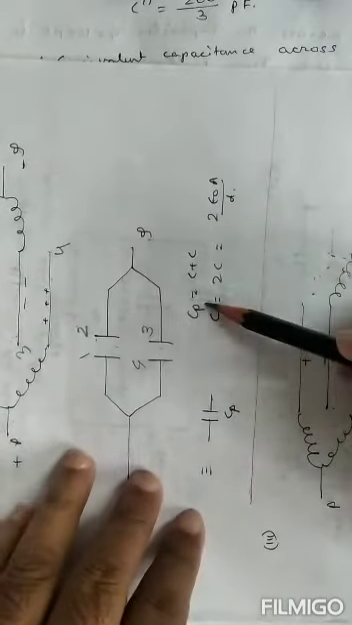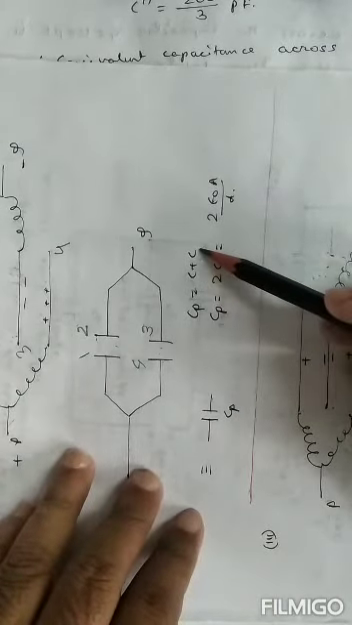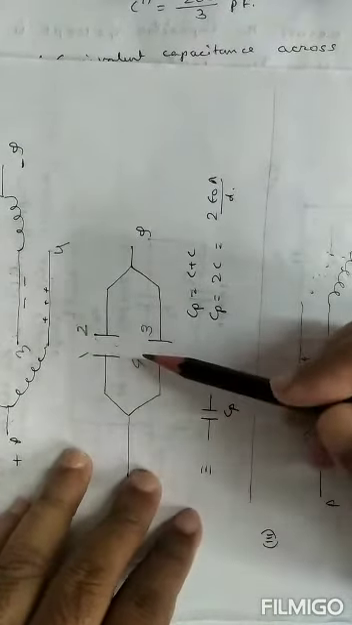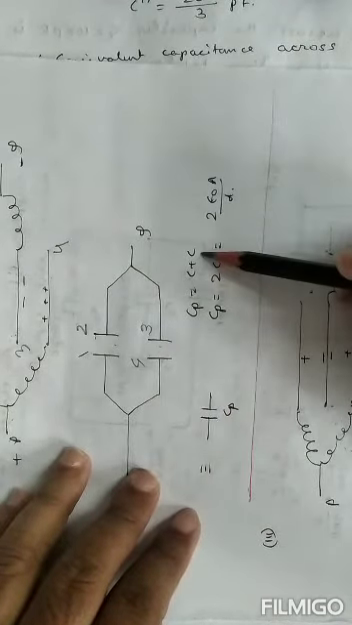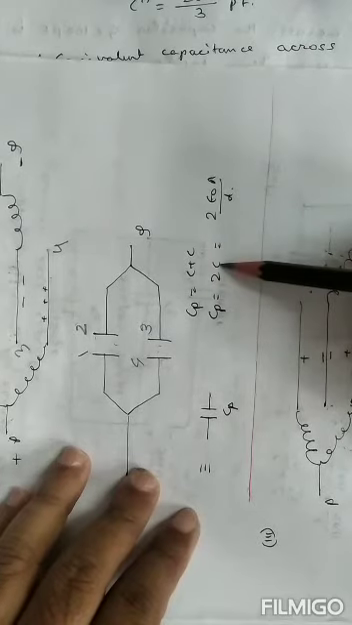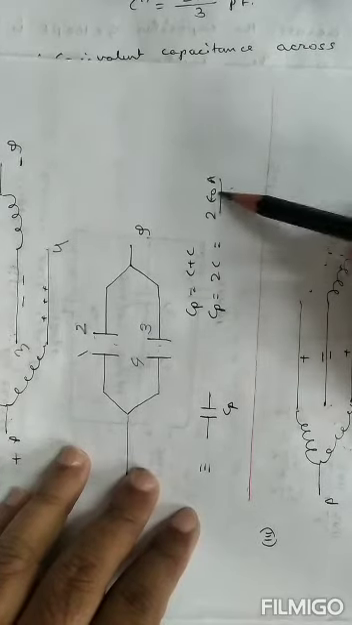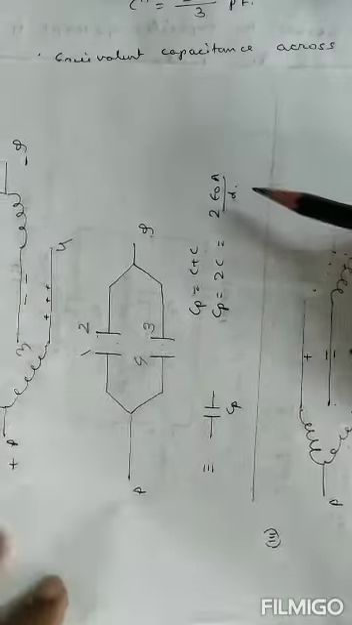So what is the equivalent capacitance? It is C plus C, because if the capacitors are parallel, what is CP? C1 plus C2. Therefore, CP is C plus C. So what is CP? It is twice C. So that means twice epsilon 0 A by D.